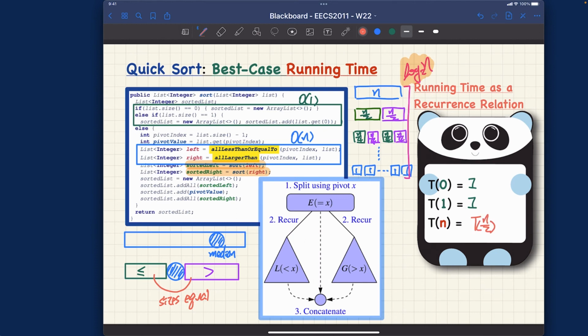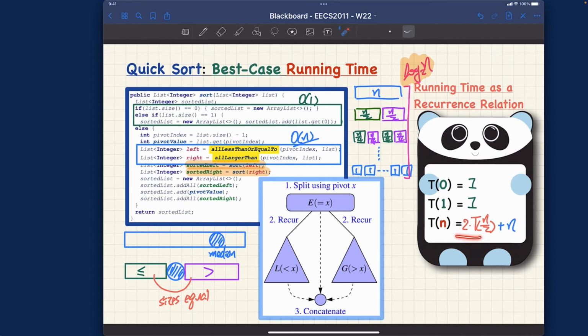the right. So that means we're going to say 2 times, right? One for the left and the other one for the right, because they're always like an equal split based on the pivot that we have chosen close to the median. And then we also need to include the linear work over here to really split them using the less than or equal to and also larger than methods. That will be the recurrence relation.